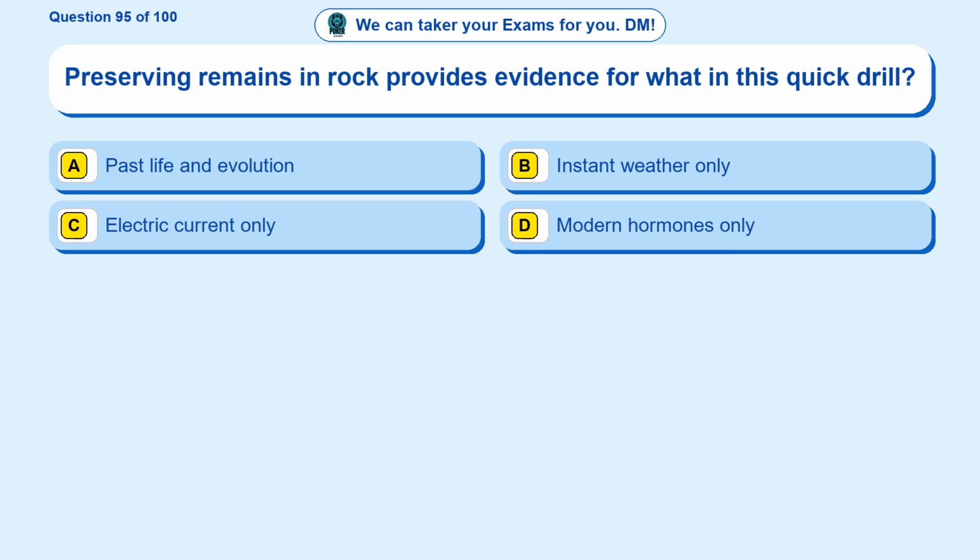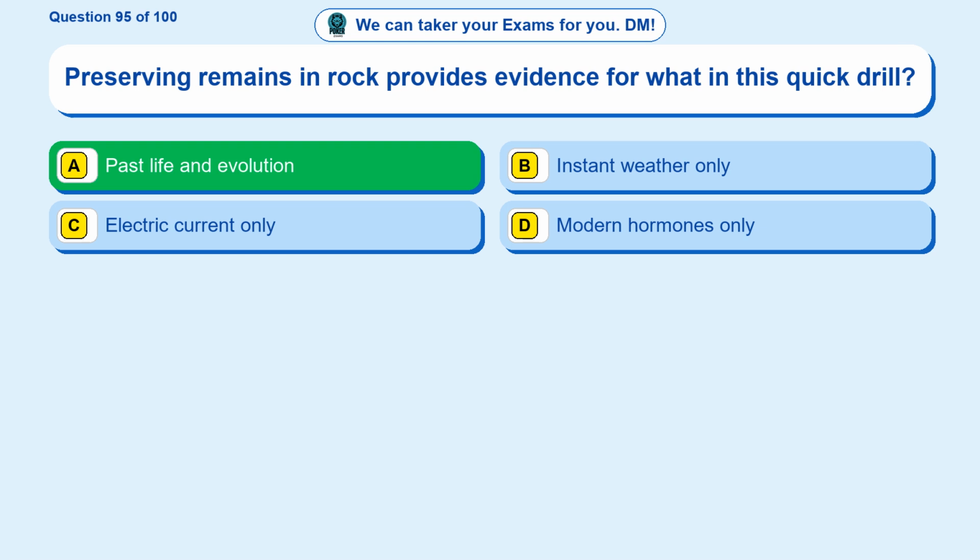Question 95. Preserving remains in rock provides evidence for what in this quick drill? Option A, past life and evolution. Option B, instant weather only. Option C, electric current only. Option D, modern hormones only. The correct answer is option A.